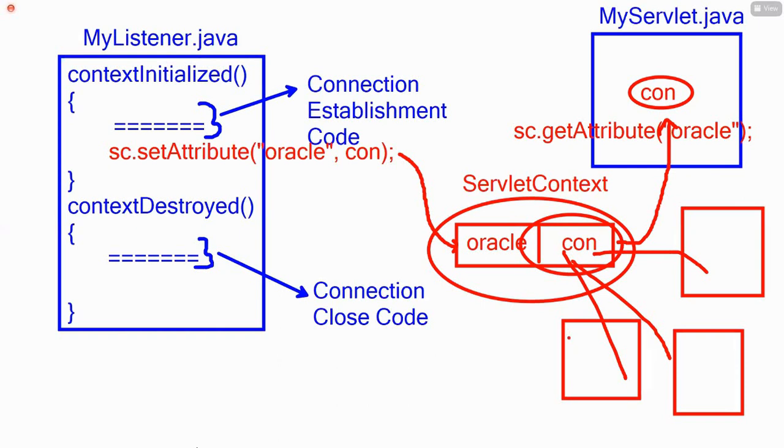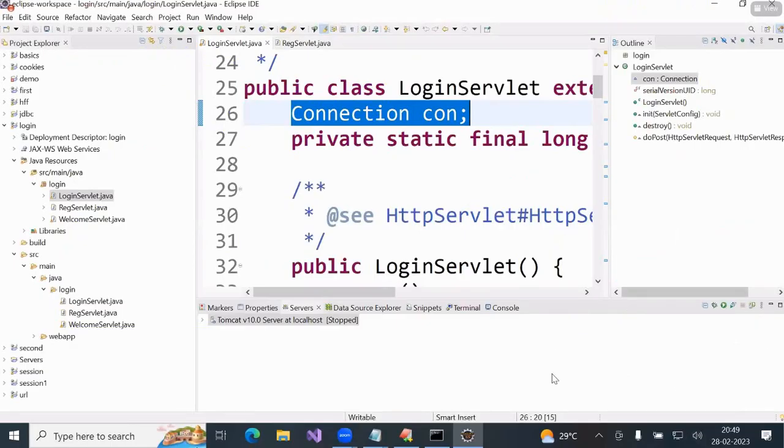Now, instead of creating a connection in every servlet, here you create, here you access. You are creating here, you are accessing here. This is executed whenever the application is deployed. This is executed whenever the application is undeployed. Deployment time only it is created, undeployment time it vanishes. In between you access. You can access from a number of servlets. Okay. This is the concept.